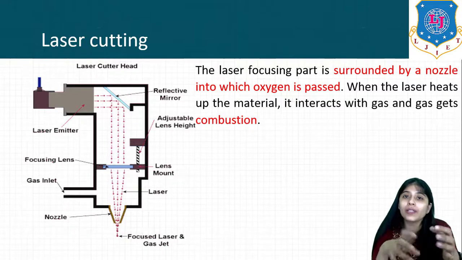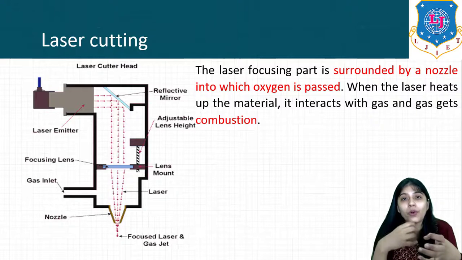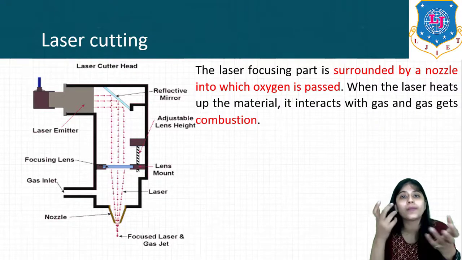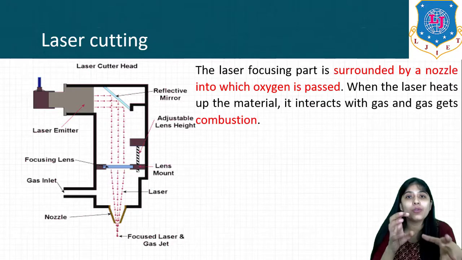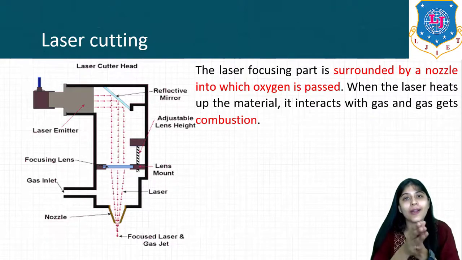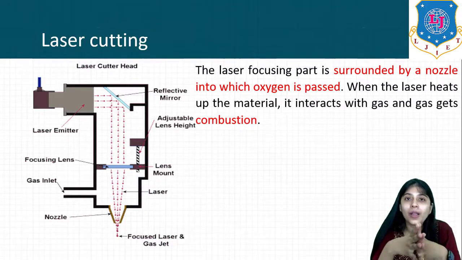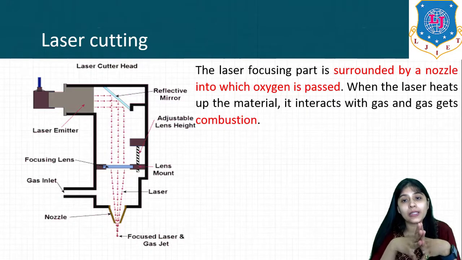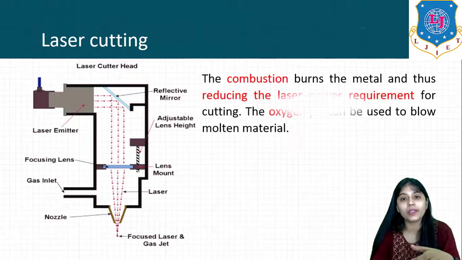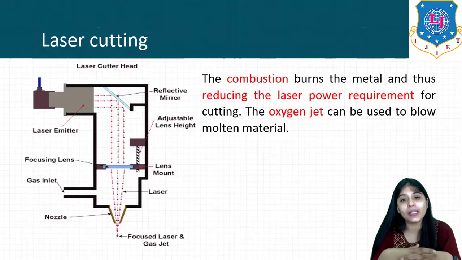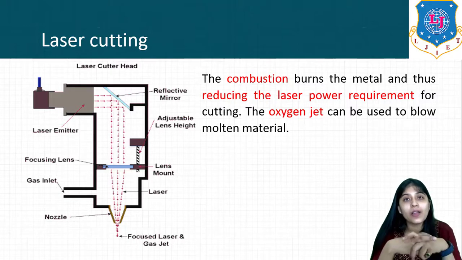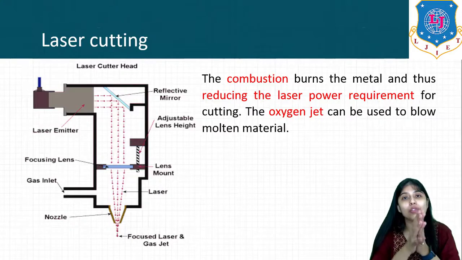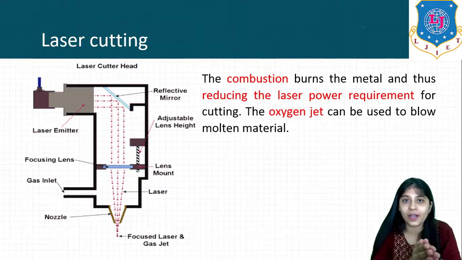If you want to cut oxide free materials, for example wood, plastic, paper, there you can also use inert gases such as nitrogen, argon, etc. So when the laser heats up the material, it interacts with the gas and the gas gets combustion. The combustion burns the metal and thus reduces the laser power requirement for cutting. Also, an oxygen jet can be used to blow away the molten material. So this is how laser cutting is done.